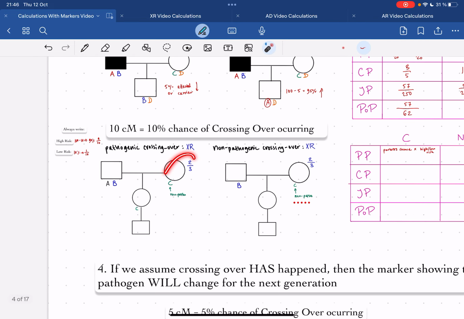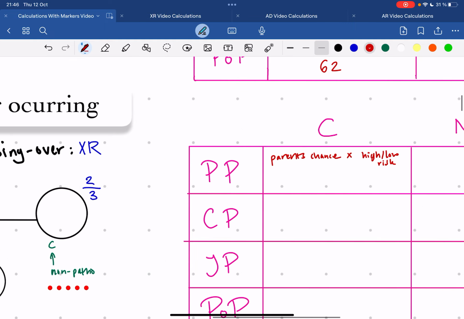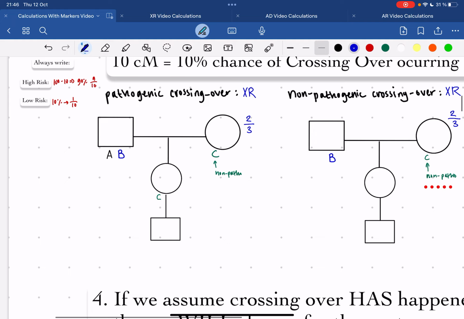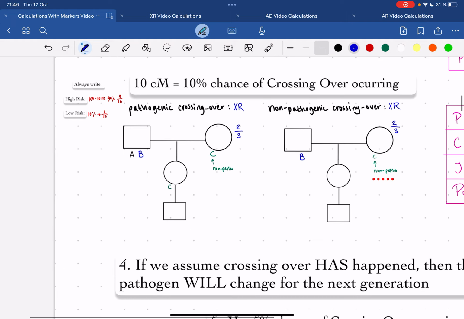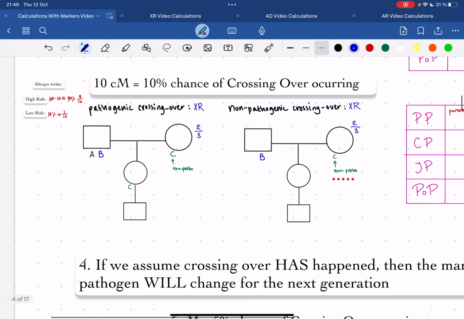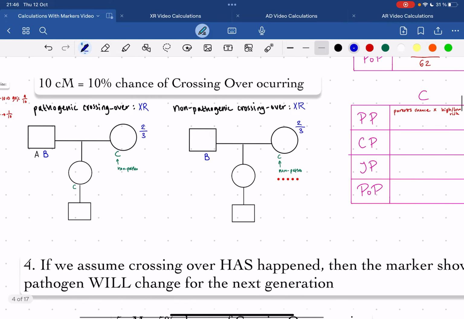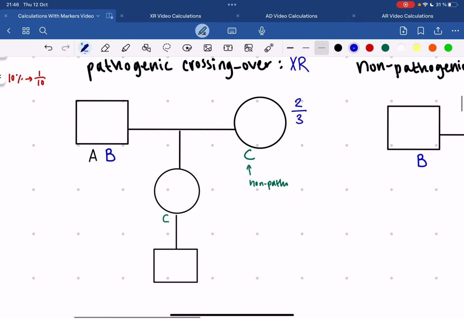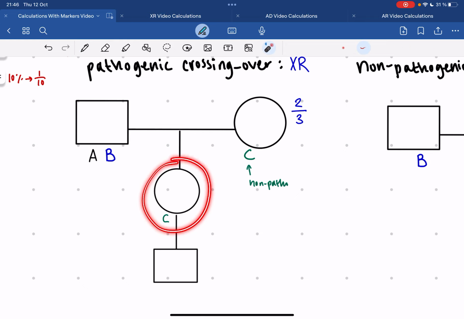So if the parent has 2/3, we have to write it down. First of all, let's assume we have to first calculate. So here, of course, a child gets 1 from her dad and 1 from her mom. We say that she got the B from her dad and the C from her mom.